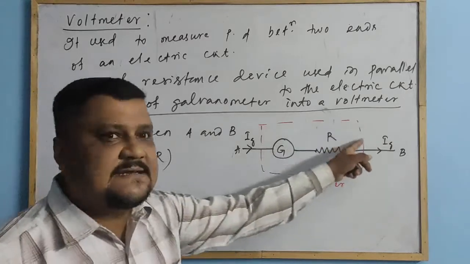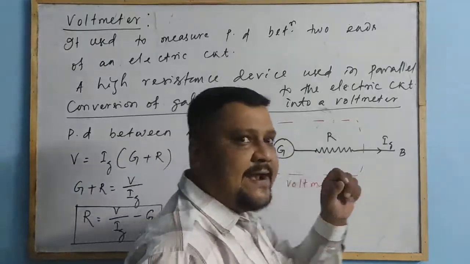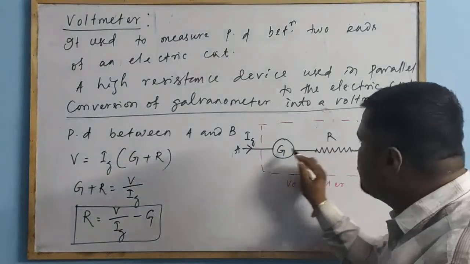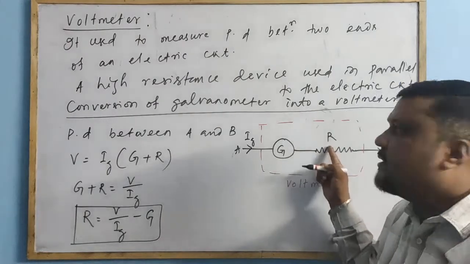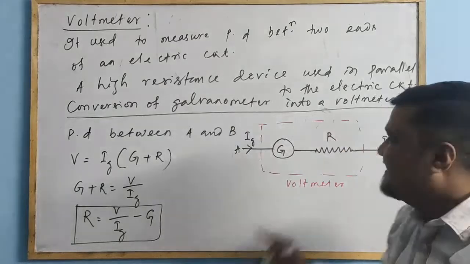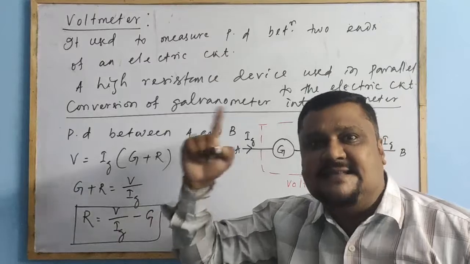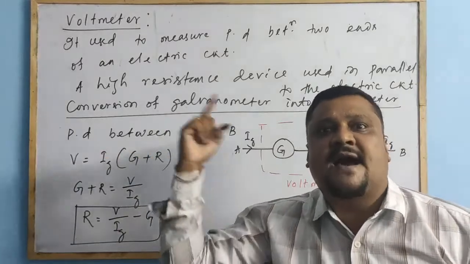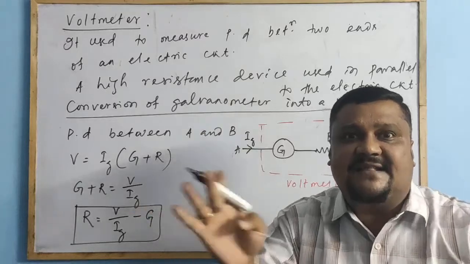This much is the resistance R to be connected in series to the galvanometer, so that the galvanometer can be converted into a voltmeter of a definite range.